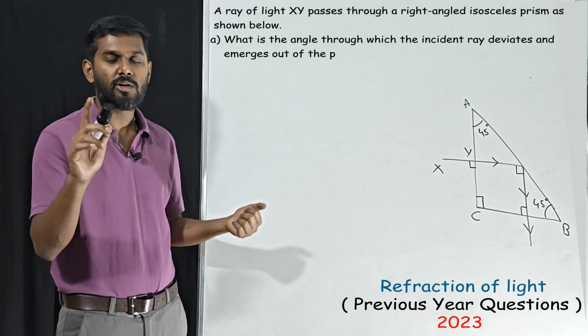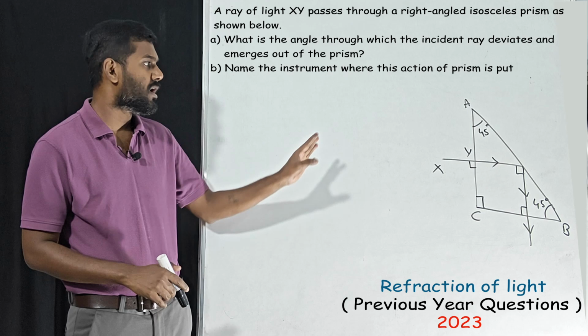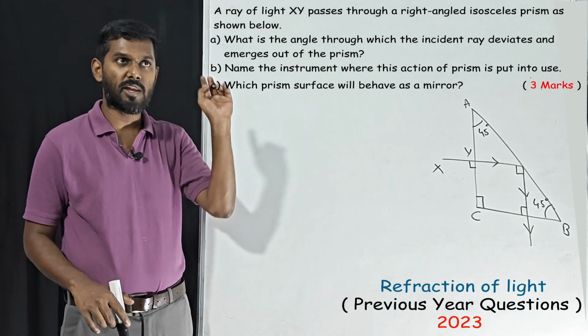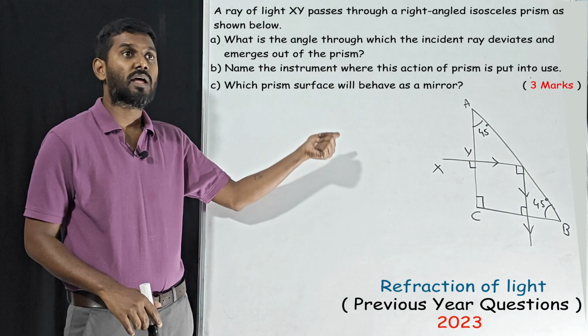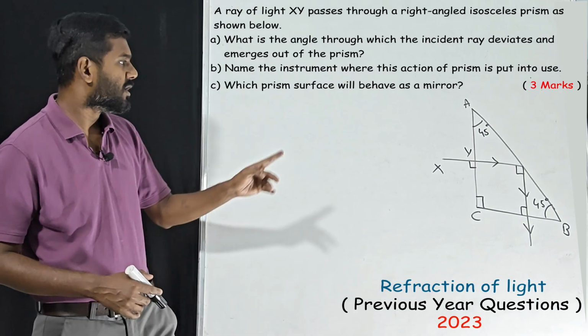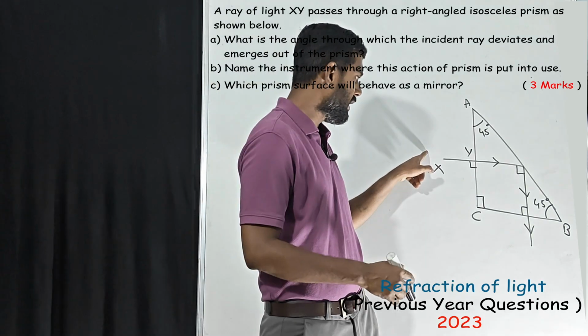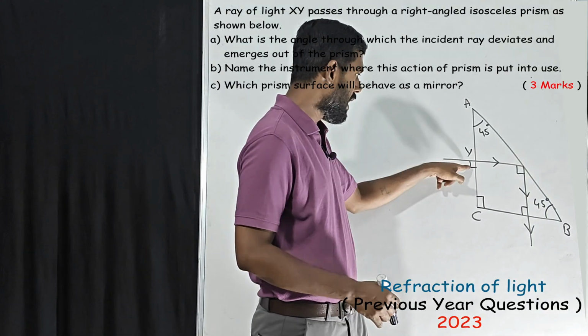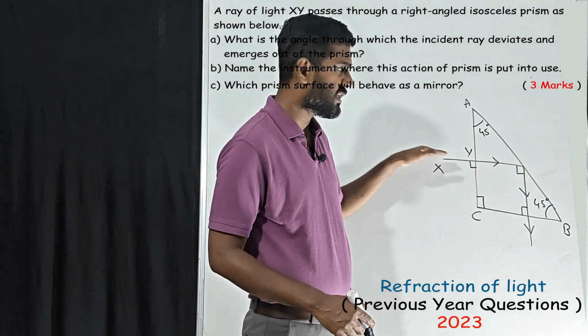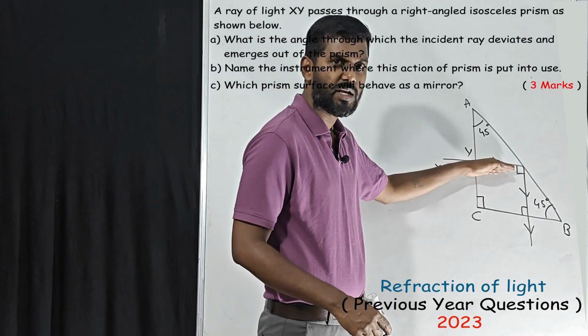Our next question: a ray of light XY passes through a right angled isosceles prism as shown below. See, I told you every year one question will be there on total internal reflection related to prism, correct? Most of the time they will ask you to draw it. Here they have given the diagram, we have some questions, we have to answer them. So first analyze it. If you keep the protractor here, angle of incidence is 0, so it is passing without any deviation.